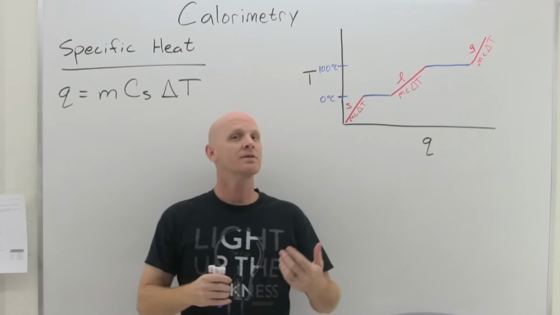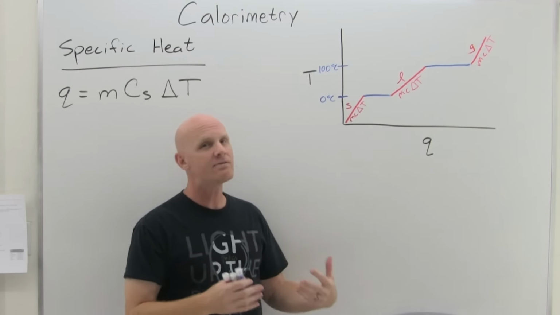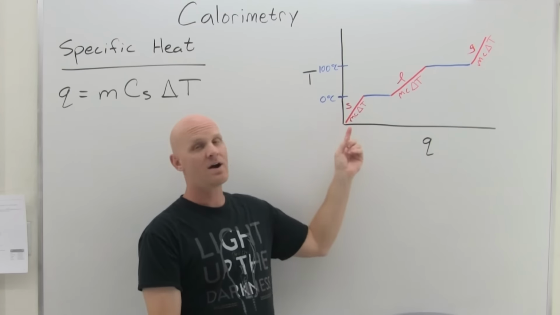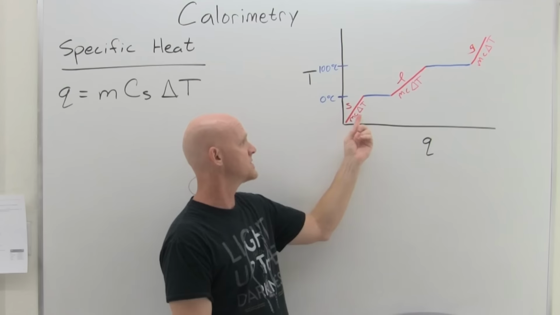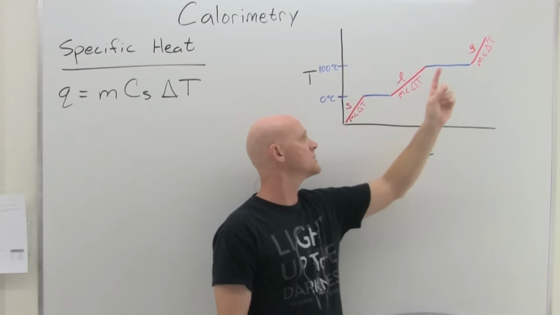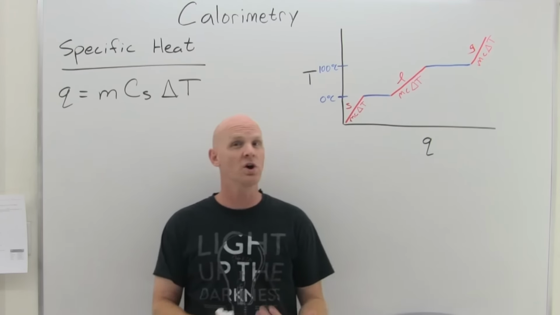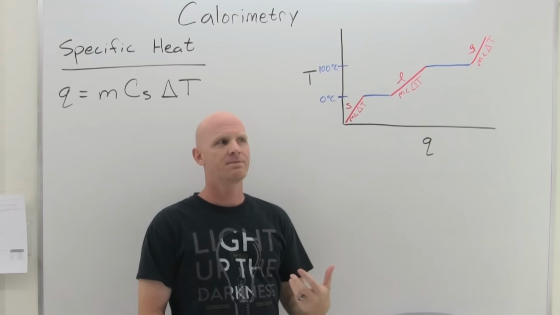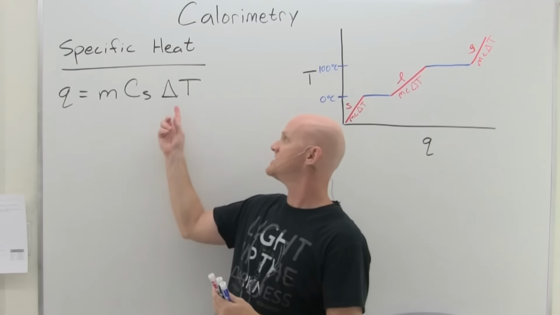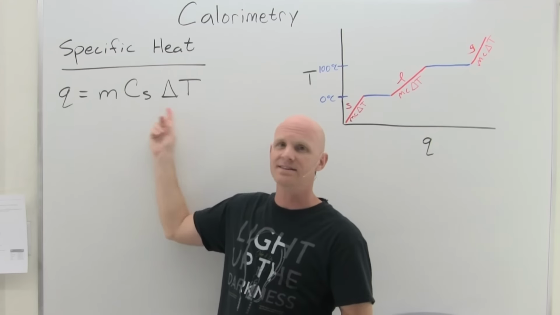So our lovely Q equals mCΔT is not everything we need here. It allows us to calculate heat changes as long as we don't pass through one of the phase change temperatures. So if we stay only in the solid phase, or only in the liquid phase, or only in the gaseous phase, we're good. But if we do pass through one of these phase changes, we'll notice there's no temperature change. There's no delta T, and so this equation can't help us.